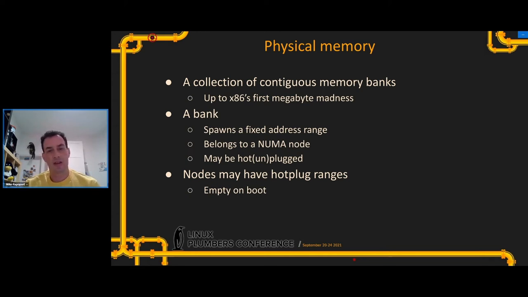So there are memory banks, and each bank has a fixed physical address range. It has a start address, it has a size. In NUMA systems, a bank belongs to a NUMA node. On systems that support memory hot plug, a bank can be removed or inserted. There could be an empty slot that is not populated at boot, but it then can be populated during system runtime.